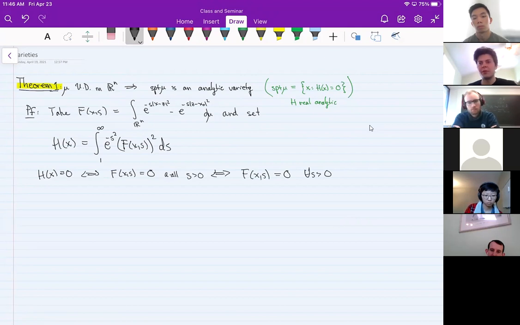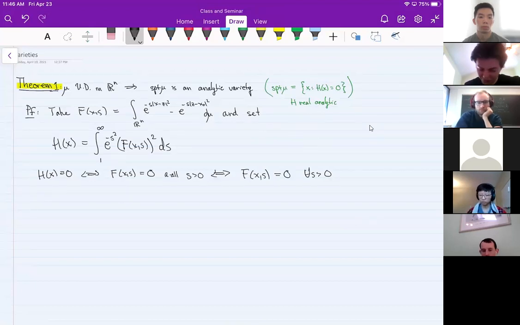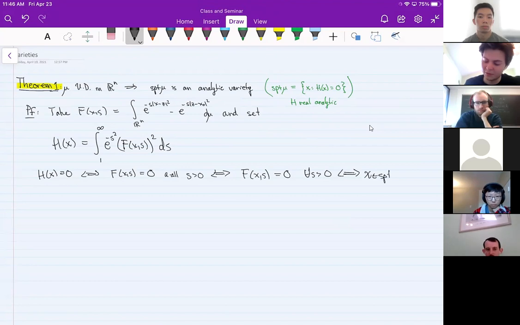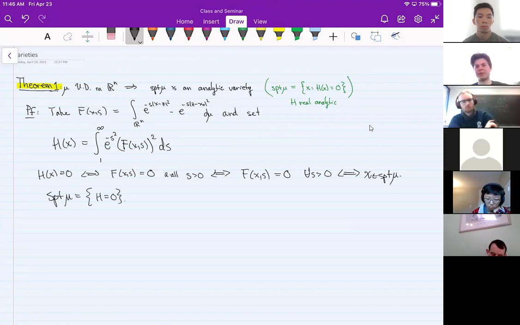Right, because the proof of the last thing showed that if it was at some point not equal to 0, then if I just take s large enough, for all large s, it'll be not equal to 0 as well. Okay, so we've proven this, and then the content of the last lemma was that this last condition is actually equivalent to x being in the support of mu. Okay, so we've shown that the support of mu is actually equal to the 0 set of this function h.